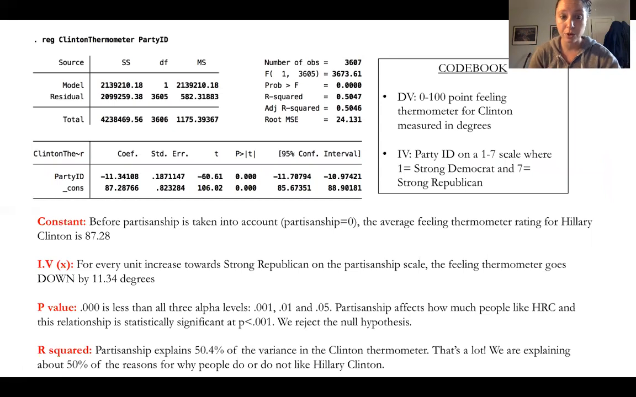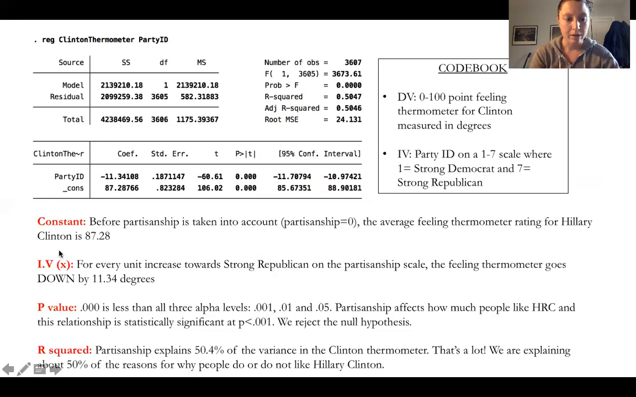Okay, let's go through the interpretation. Let's look at the constant, which is right over here. Here's the coefficient for the constant. So we would say before partisanship is taken into account, so partisanship is set to 0, the average feeling thermometer rating for Hillary Clinton is 87.28 degrees. Before X even comes into the picture, before partisanship comes in, the average rating is 87.28 degrees.